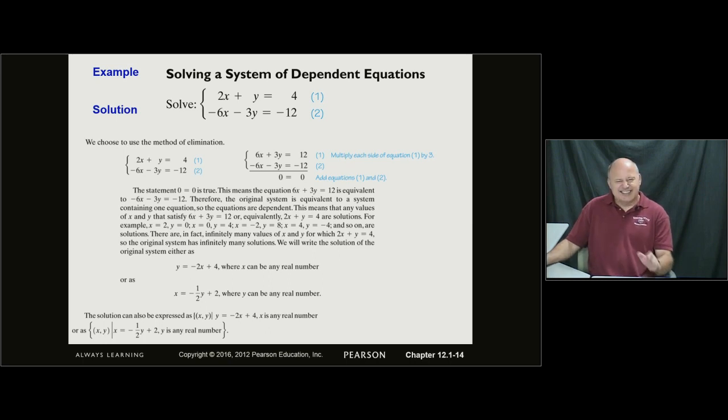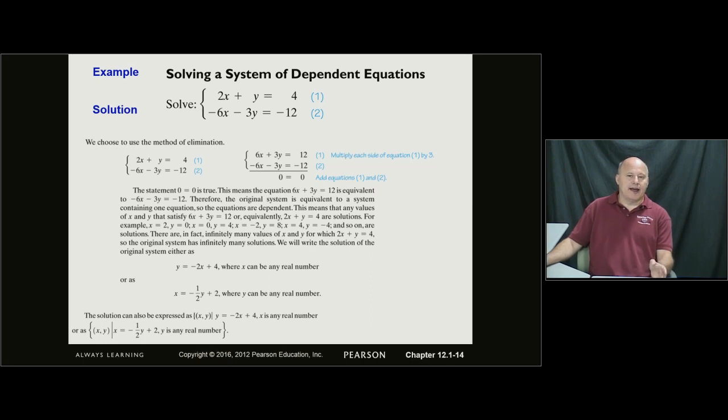Now the other one is the same idea, and I don't really know why he would even show you this one, but it's the ordered pairs such that x equals negative 1/2 y plus 2, where y is any real number. And it's fine. You can do that one. Basically, it's just depending on which one you want to solve for to find the ordered pair.